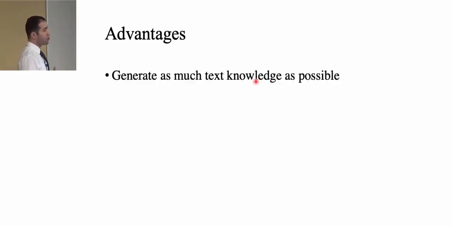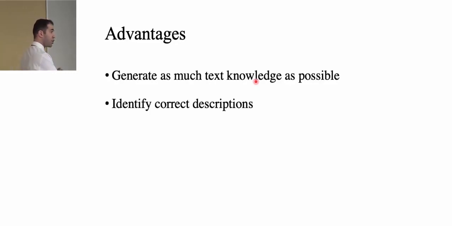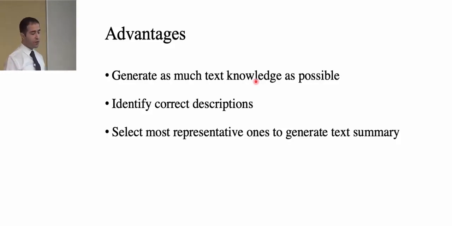The advantage of this approach is that essentially we first generate as much text knowledge as possible. Some of these descriptions may be correct, some may be wrong. We can try to identify which ones are correct, and from the correct ones we can select the most representative ones.